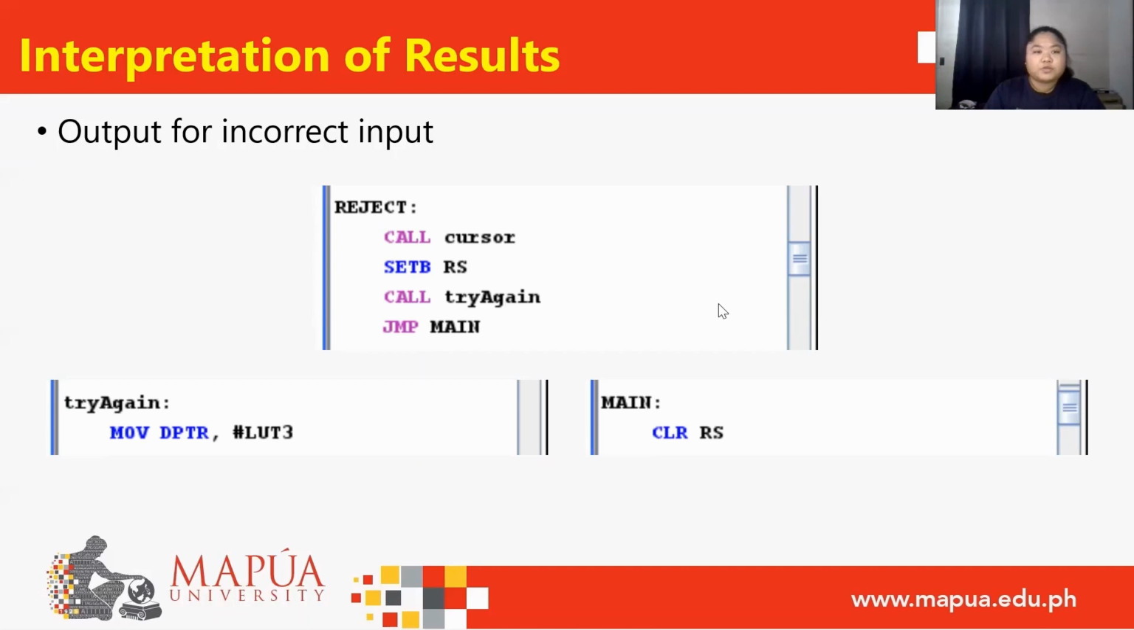When the input password is incorrect, the LCD module displays a try again message. These are the codes responsible for this. An incorrect password lets the program move to the reject subprogram. This calls the try again subroutine to display the third entry of the lookup table, which is try again, then proceeds to jump to the main program. So when an incorrect password is continuously entered, the program repeats again and again, or a loop is created, until the correct password is entered.